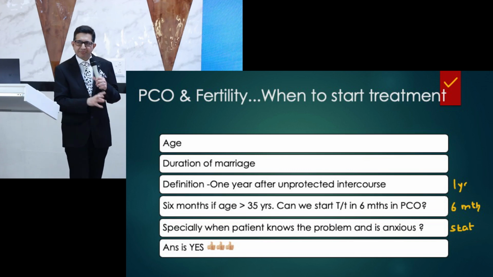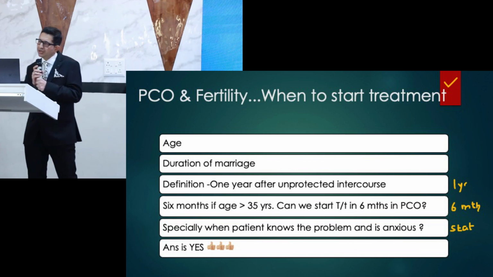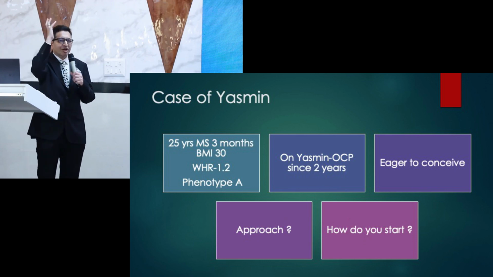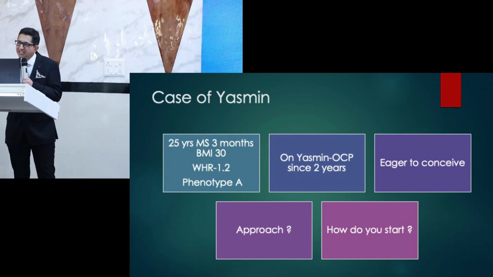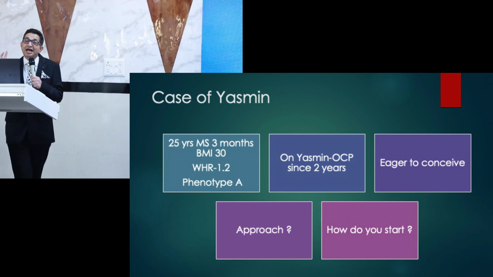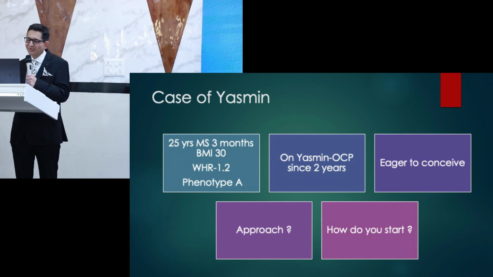So this is the case of Yasmin. Yasmin is 25 years. She is married since 3 months. Her BMI is 30, waist-hip ratio 1.2. She belongs to phenotype A. She is on Yasmin, you know what is Yasmin? OCP. So Yasmin is on Yasmin. Since last 2 years, she is eager to conceive.